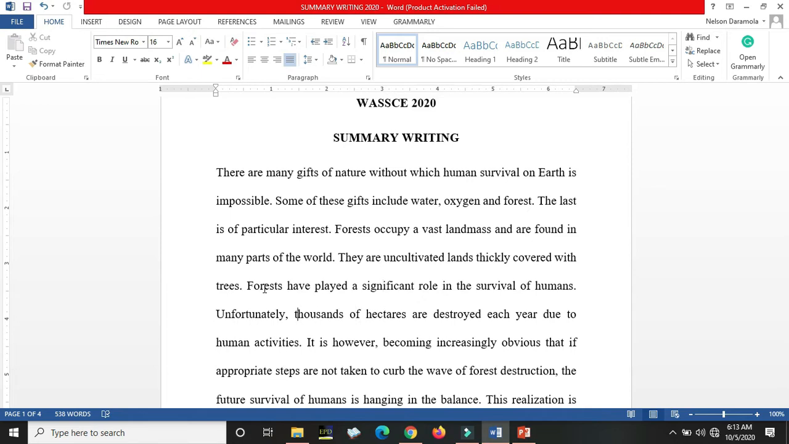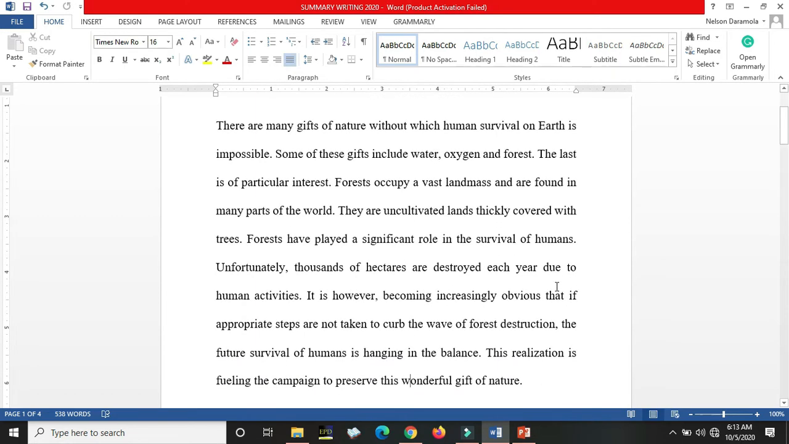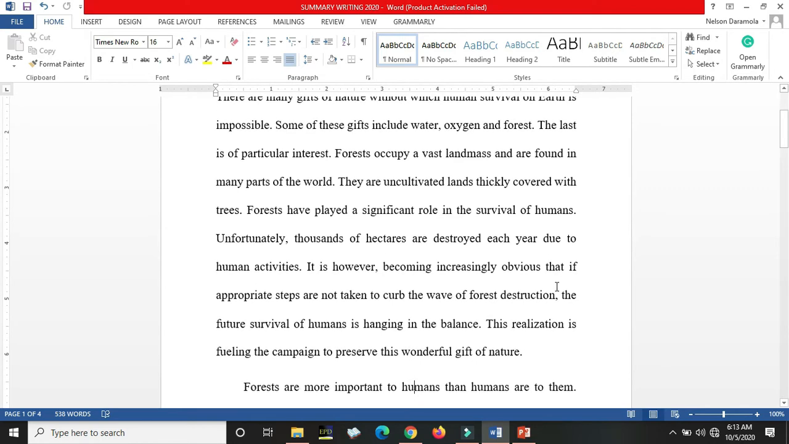Forests have played a significant role in the survival of humans. Now this is a direction towards your answer. So the writer is trying to introduce your answers to you now. Answer to A. Thousands of acres are destroyed yearly, so you don't need that one too. It's however becoming increasingly obvious that if appropriate steps are not taken to curb the wave of destruction, the survival of humans is hanging in the balance. You don't need that in your summary. The writer is only trying to create a good background for what he wants to write. And that is how you write too. If you are trying to write a good expository essay, then you should have a good background for your topic.